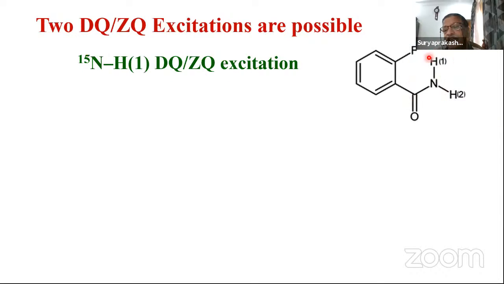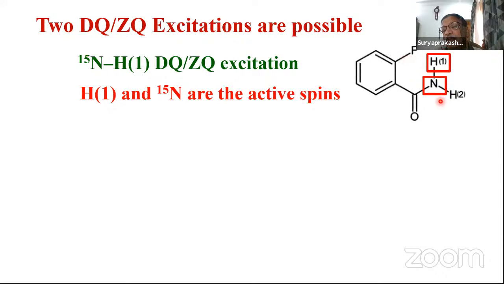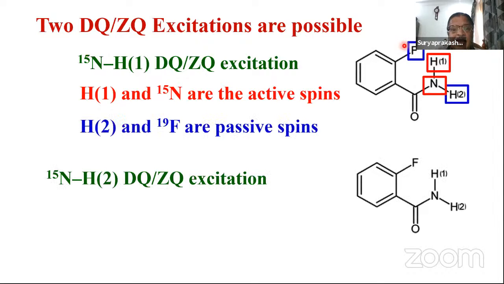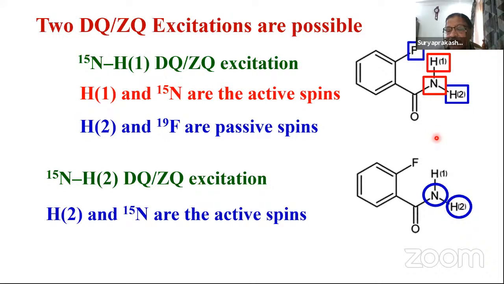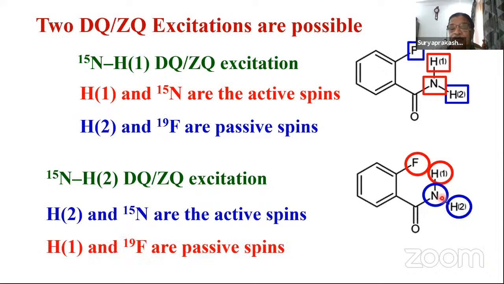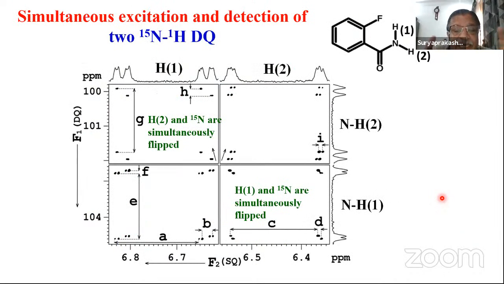If I take an example like this, when I flip nitrogen 15 and this proton at a time, I take the double quantum of these two, and the others are passive spins. Another possibility: I can take this nitrogen and this proton as the double quantum, and then these two are passive spins. So I can do an experiment simultaneously and get two double quantum coherences of two spins together like this.